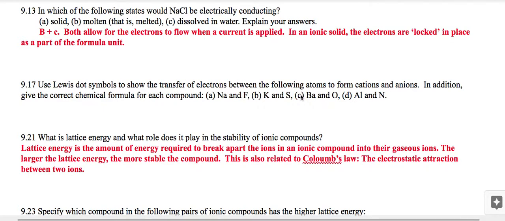Use the Lewis dot symbol to show the transfer of these things. So we can do maybe just one of these. I will do potassium and sulfur. Potassium has 1 valence electron, and sulfur has 6 valence electrons, which means that we have to have a second potassium. Potassium gives the electrons to sulfur, so we end up with sulfur with all 8 valence electrons. Potassium and potassium, and we show the charges.